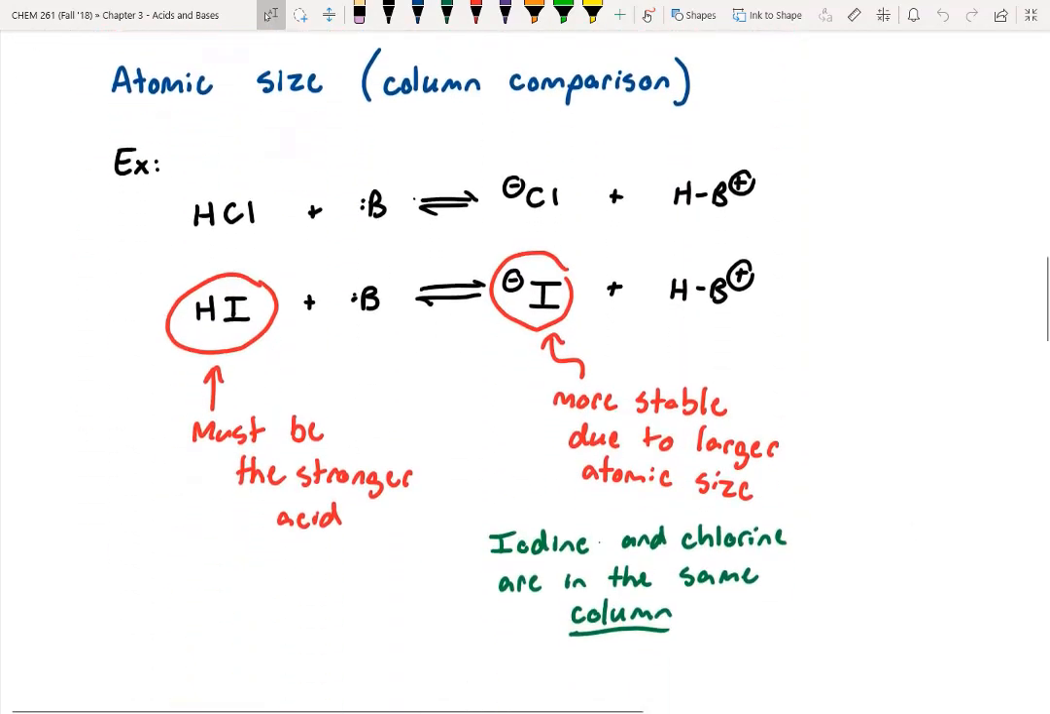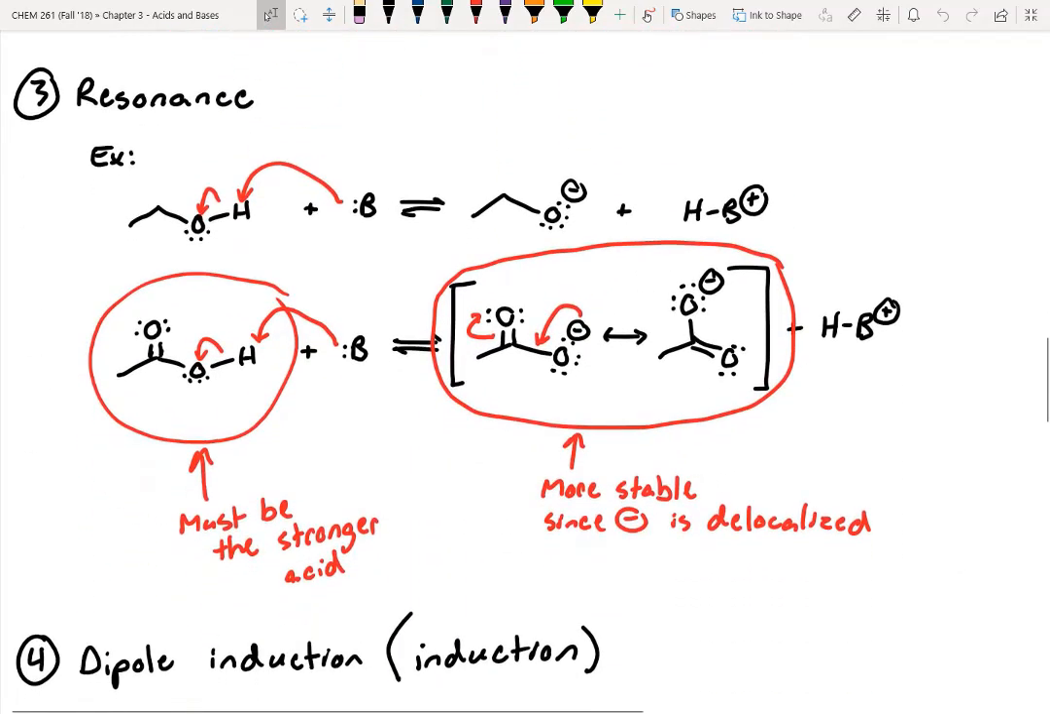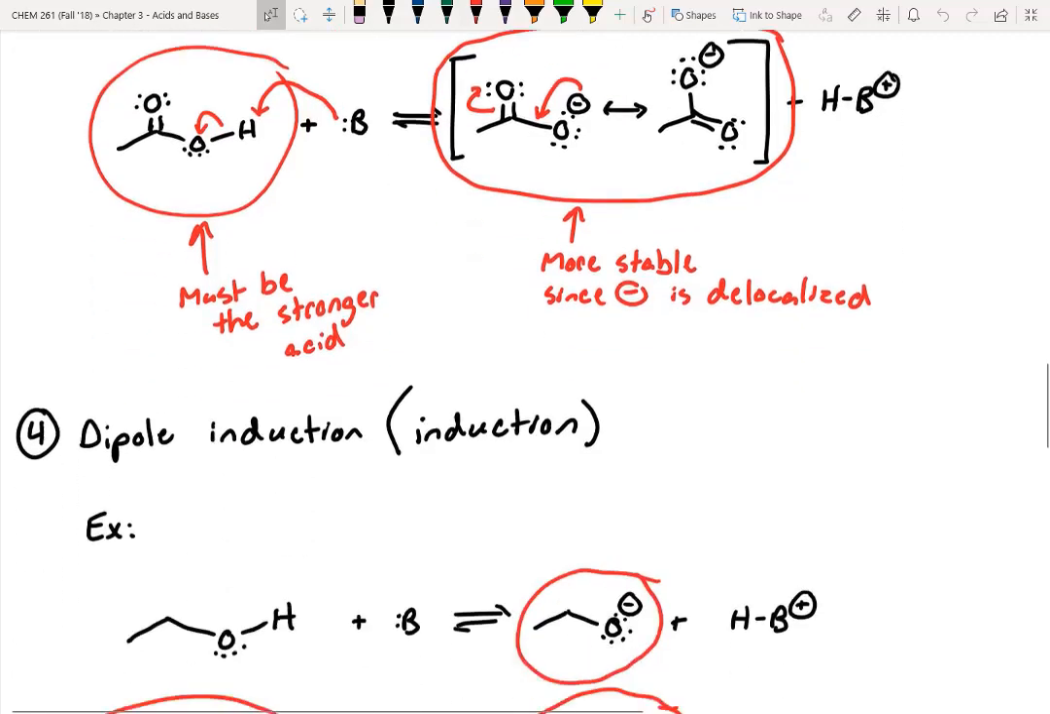With atomic size, we're comparing two atoms with the same charge that are in the same column. So in this case, iodide is much bigger than chloride. It's more stable, which means hydroiodic acid is stronger. Then after that, we go to resonance. Conjugate bases that have resonance are a lot more stable. So in this example, the carboxylic acid's more acidic.